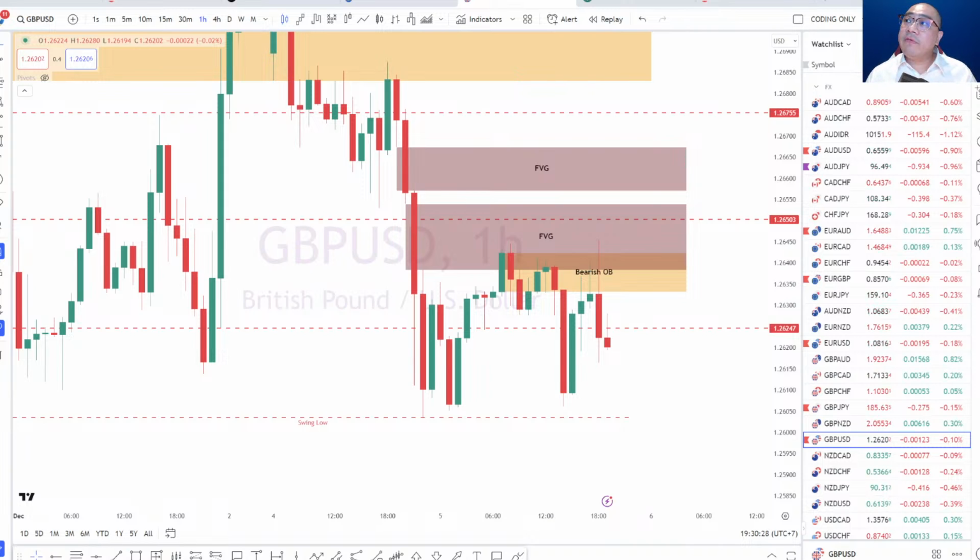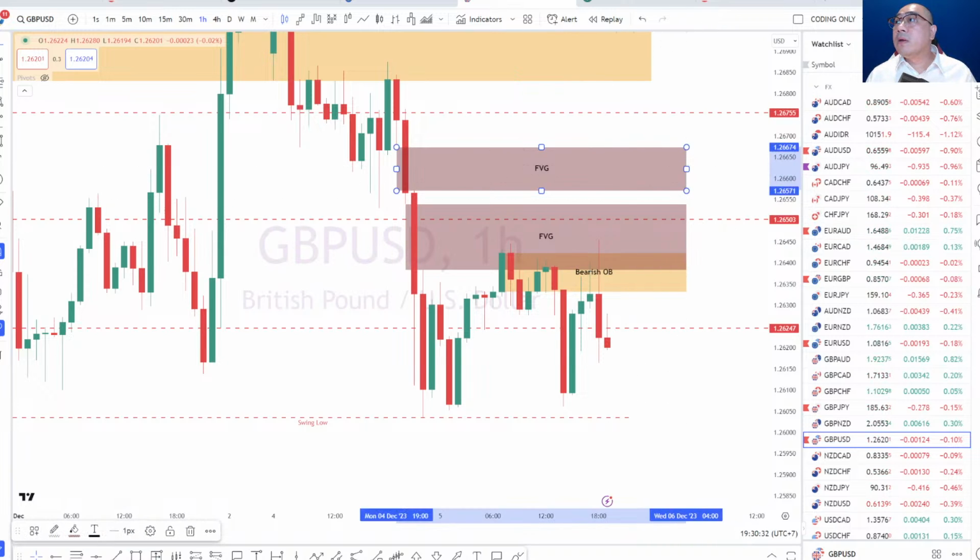What about the imbalance, the fair value gap between 1.2650 and 1.2670, which is this one here, right? Will it be filled before price dumps far away, or does price not need to respect that imbalance? It doesn't have to respect that imbalance, because the way we look at it, this is scaled down, right?